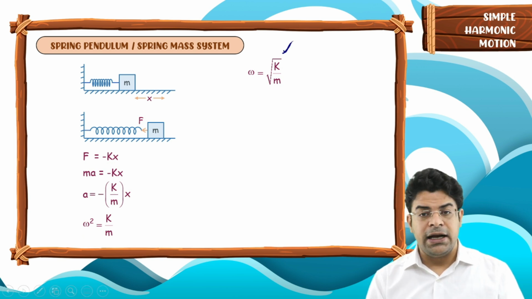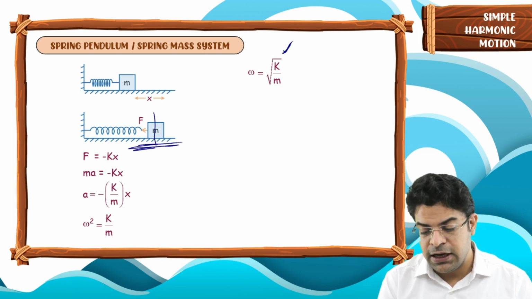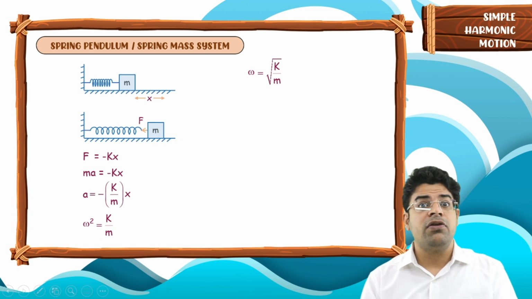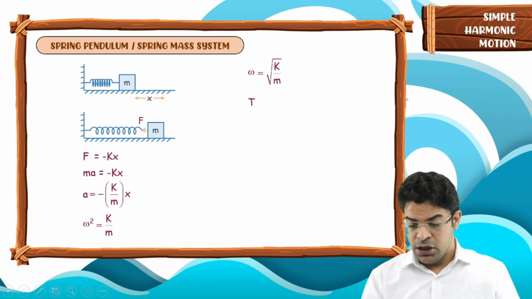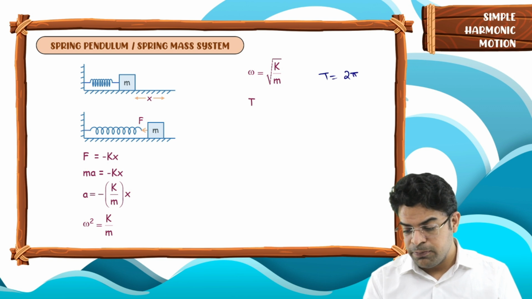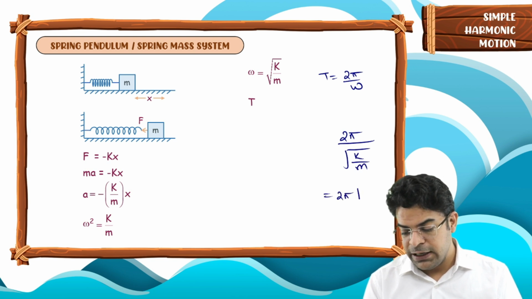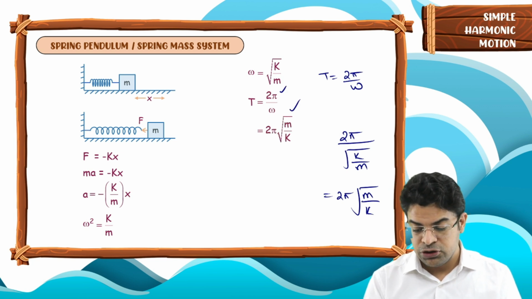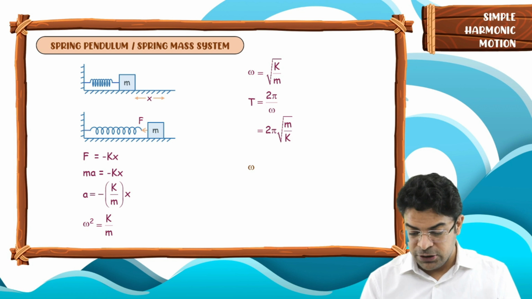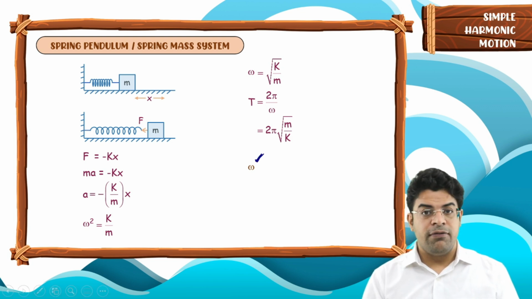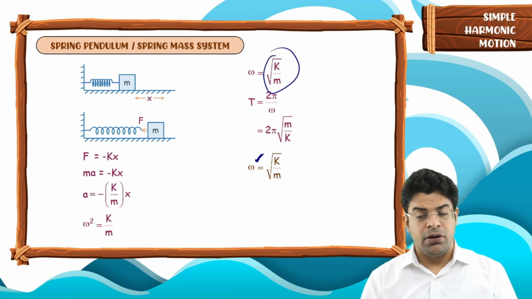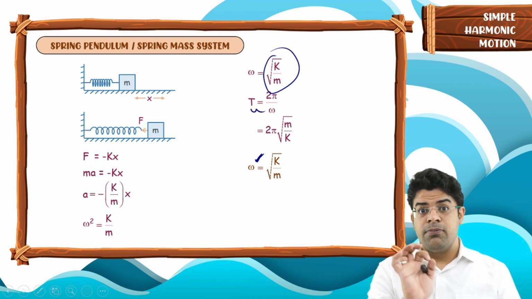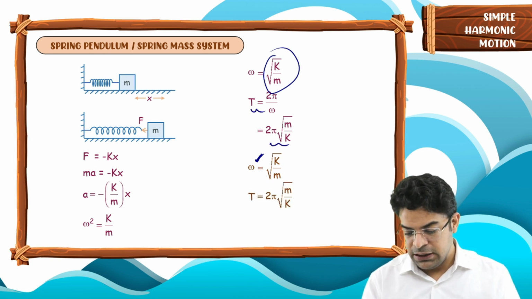Now once you know that the angular frequency of this particular SHM is root k by m, you can tell what will be the time period, what will be the frequency. So time period, which is 2 pi by omega, comes out to be 2 pi by under root of k by m. So that will be 2 pi under root m by k. And angular frequency you have to remember is root k by m. Time period for spring block system comes out to be 2 pi under root m by k.